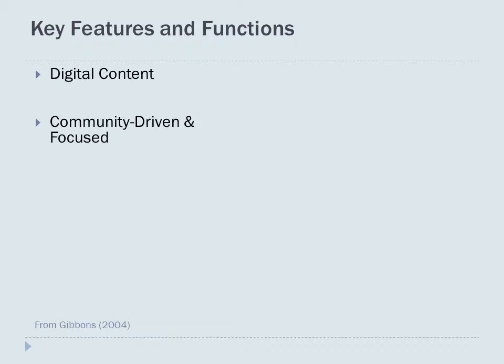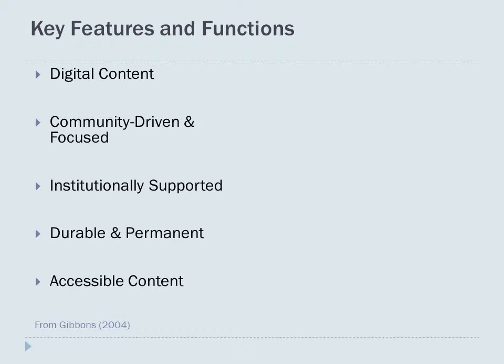So what are the key features and functions of institutional repositories? Gibbons describes 5 general categories of features that are typical of institutional repositories. They clearly need to have digital content, as that is the format in which the material is stored and disseminated. It is community-driven and focused, in that it is a showcase for the scholarship of the organization, and content is generally sponsored or provided by community members.